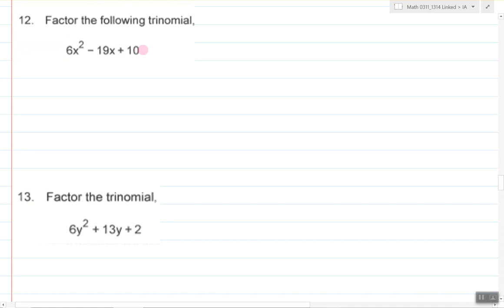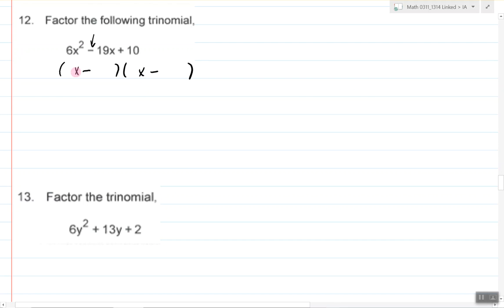Factor means look for a greatest common factor, but I don't see one. So because it's a trinomial, I would go with trial and error. The last sign is positive. That means plus, plus, or minus, minus. Well, the middle term tells me it is minus, minus. I know I need an x and an x, but I have an even more complicated situation now.